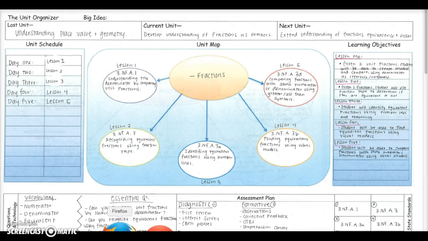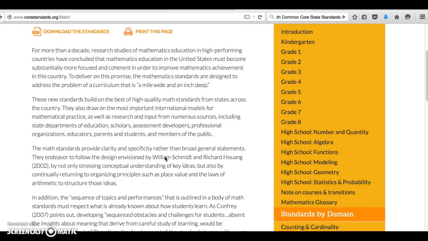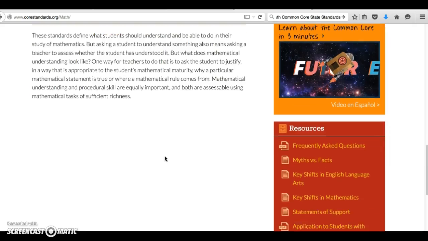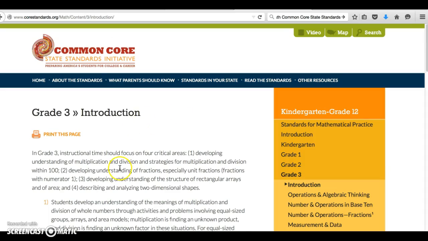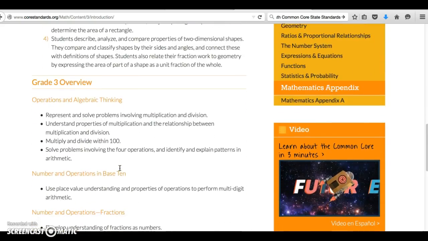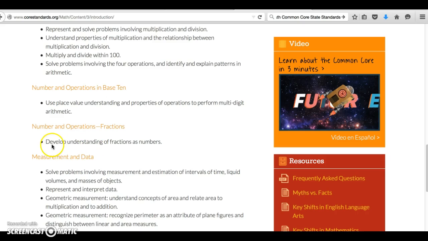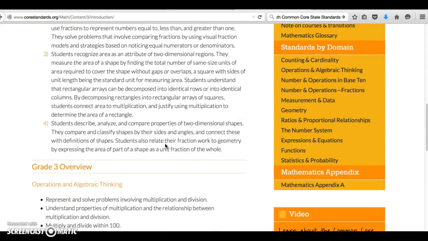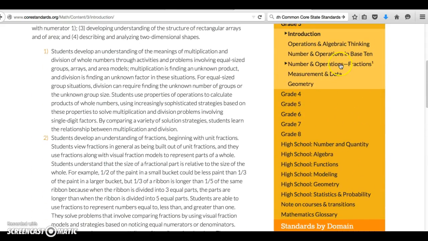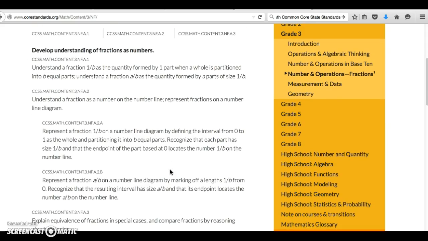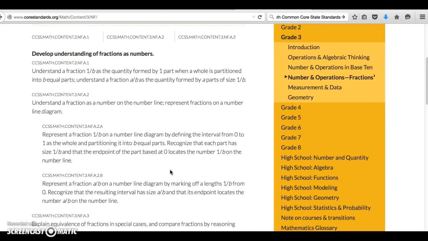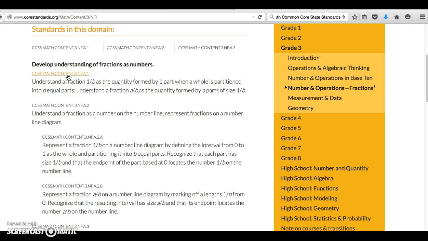If I go to the Common Core state standards at grade level 3, and I look at the overview for grade 3, introduction, I see that one of the big ideas of the third grade standards is to develop an understanding of fractions as numbers. So when I go into numbers and operations and fractions, I will then see the main standards and all the substandards that are identified. This is a main standard, and this is a main standard. Under this main standard, there's a substandard and another substandard.